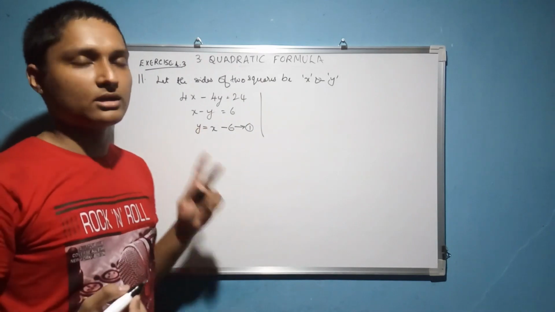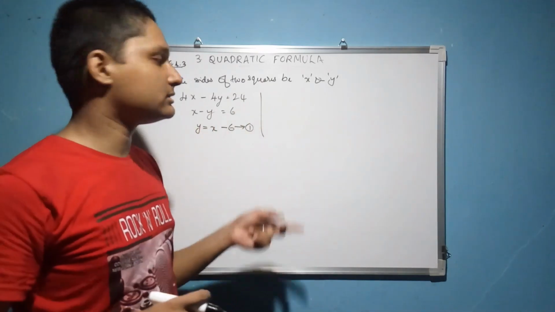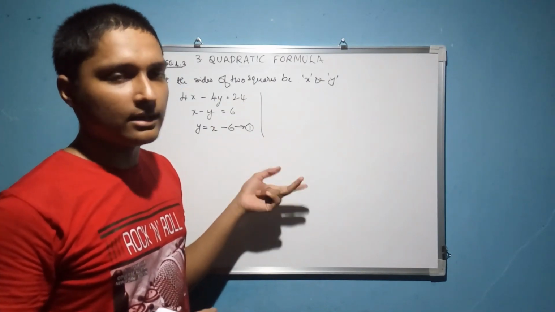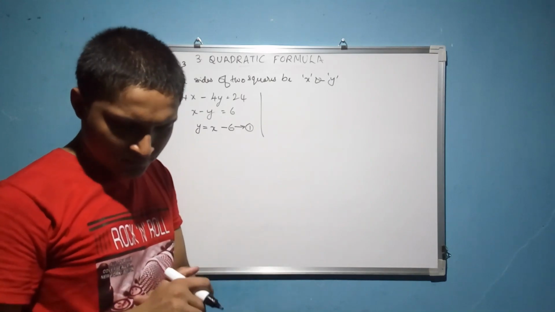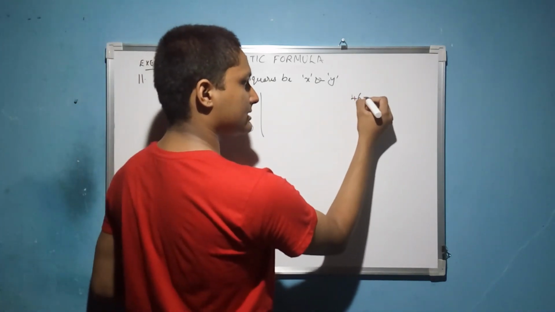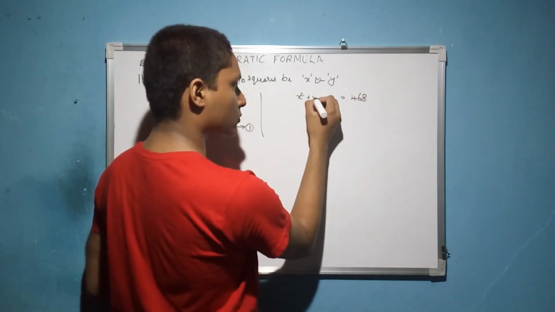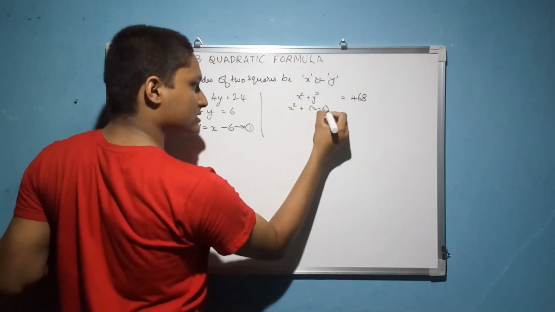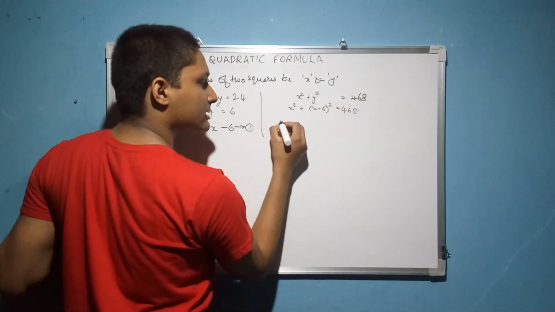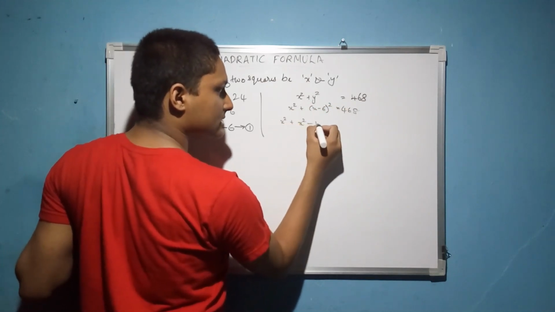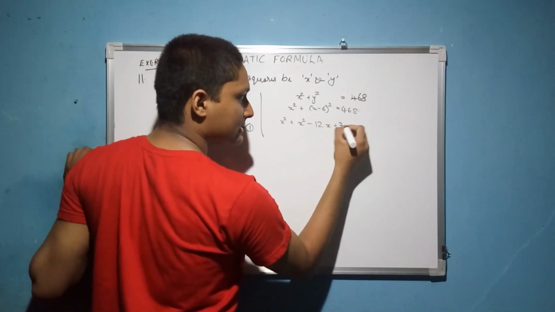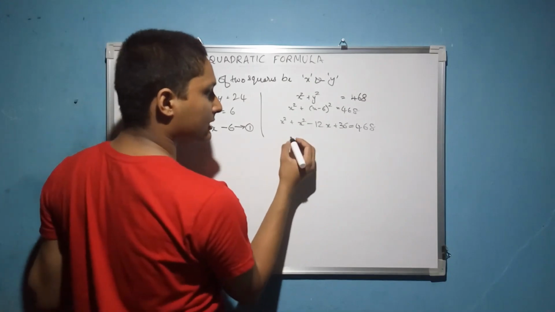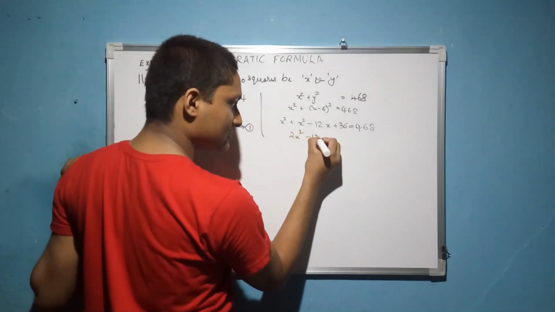Now the first condition. It says that the sum of the areas of those two squares is going to be 468. So it is going to be x square plus y square. Let me substitute for y. It is going to be x square plus (x minus 6) whole square is equal to 468. That is x square plus x square minus 12x plus 36 is equal to 468. That is again going to be 2x square minus 12x.